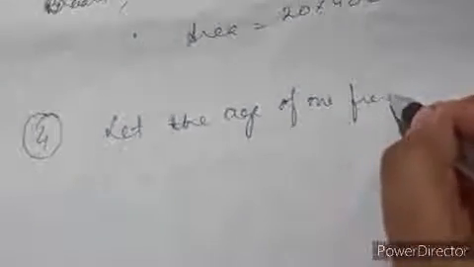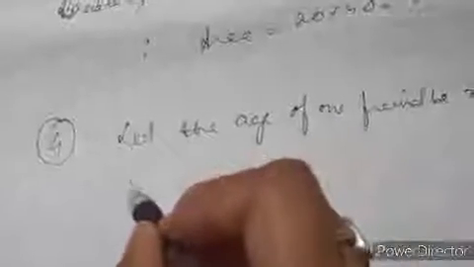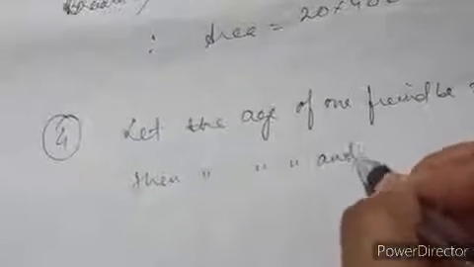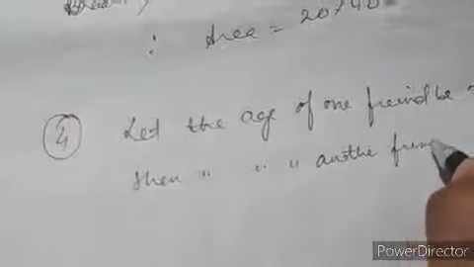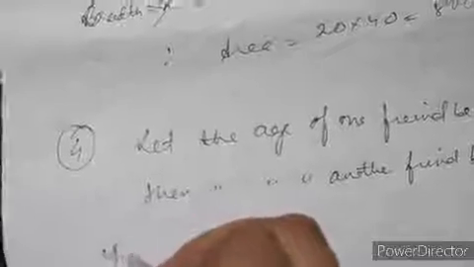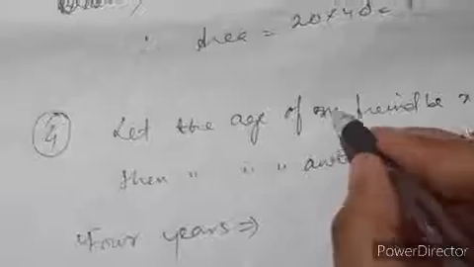So if I write, let the age of one friend be x years, then the age of another friend will be not more than 20, isn't it? That will be 20 minus x years. Okay, so 4 years ago, what will be the age of the, okay, let me write that as first friend and let me take as your second friend.